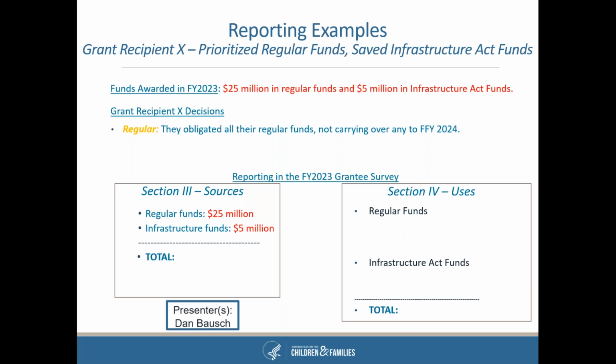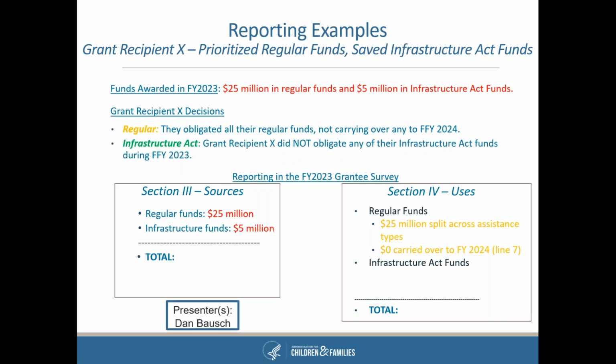Let's say they obligated all of their regular funds and they decided not to carry over any of those funds to federal fiscal year 2024. So for regular funds, on the right side now of the screen, bottom right, in the regular funds lines, they would be reporting how they obligated the $25 million in regular funds they received across different assistance types, the amount that was obligated for administration, all the different categories that are in the report. And because they chose not to carry over any of those funds, but to obligate all 25 million, there would be $0 on the carryover to the next fiscal year line.